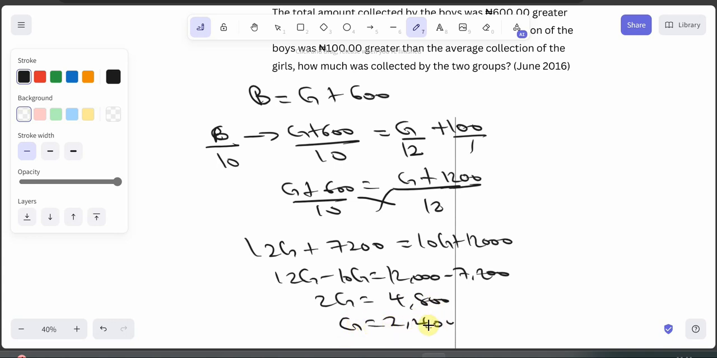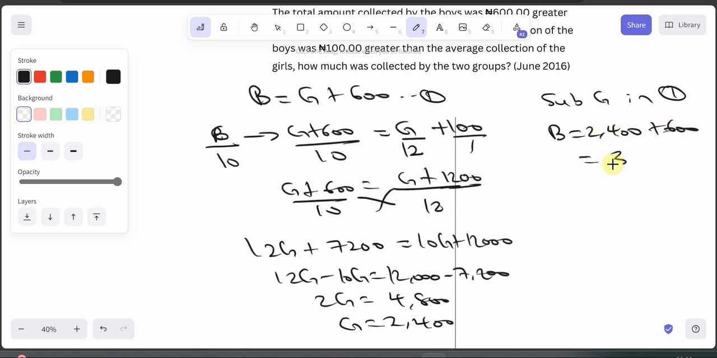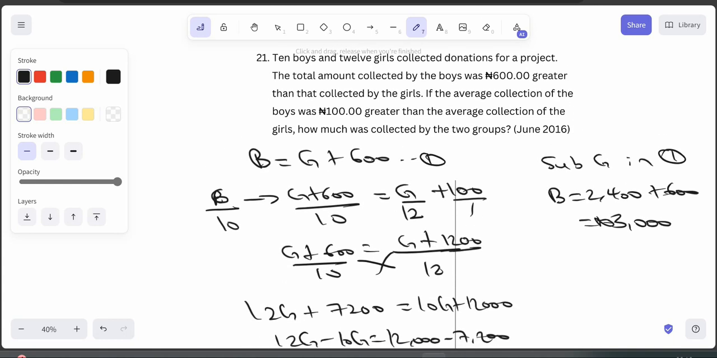So that means the girls collected 2,400. If you know what the girls collected, we can easily find what the boys collected. Substituting G in equation 1, B is equal to 2,400 plus 600, which gives you 3,000 naira. So the boys collected 3,000 naira and the girls collected 2,400, because of the explanation we had here. Let's see if our answer is correct.